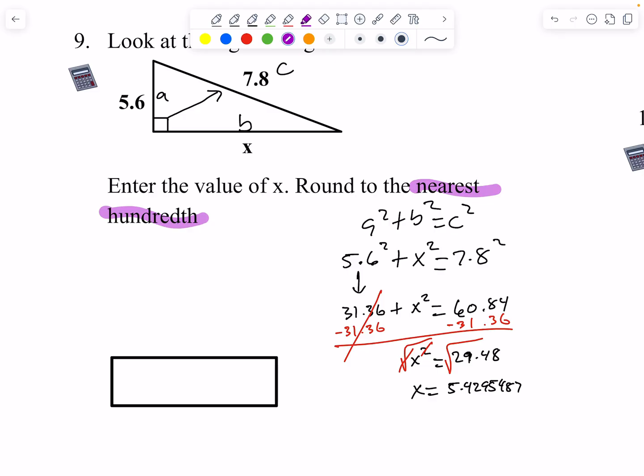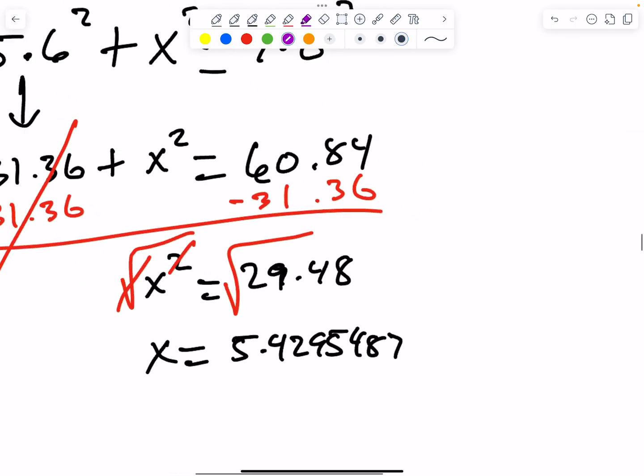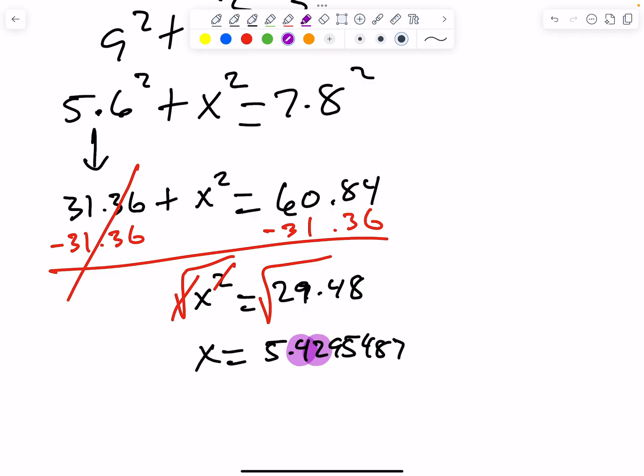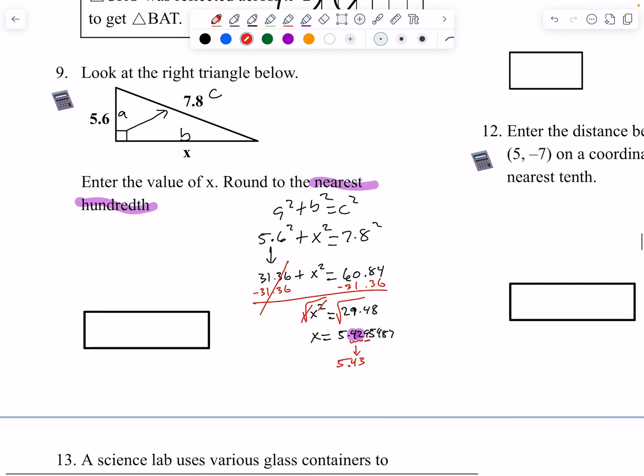Anyways, so round to the nearest hundredth. So that's my 10th, that's my 100th. So you got to look at the third number. So because that one is 5 or greater, that means that the 42 has to switch to 43. So now it is 5.43.